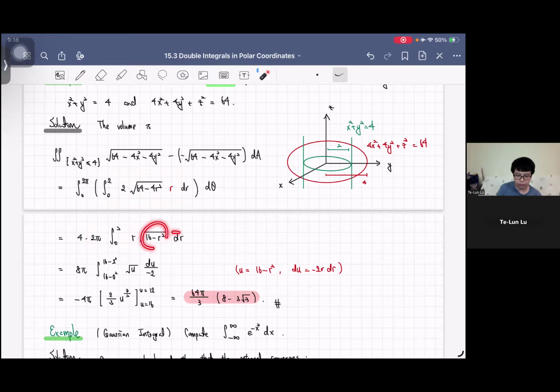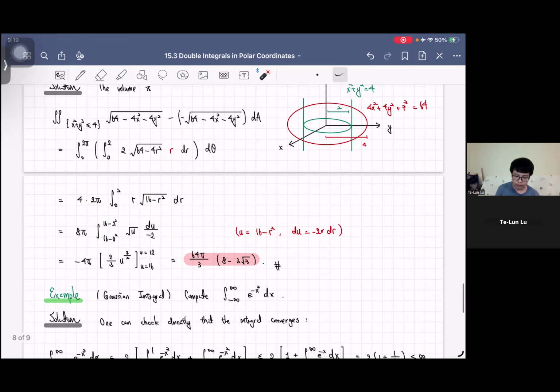Finally, this can be computed using u-substitution, right? You can set u to be the interior, 16 minus r squared, and du is minus 2r dr, which is proportional to this r. And you get a really naive integration, root u from 16 minus 0 squared to 16 minus 2 squared. And the final answer will simply be 64 pi divided by 3 times 8 minus 3 root 3. That will be the volume enclosed by the cylinder and also the ellipsoid.